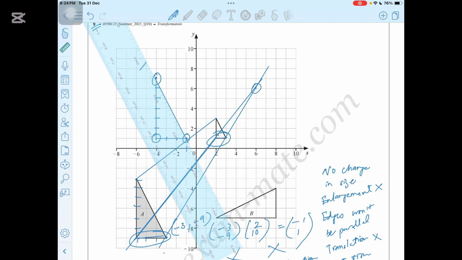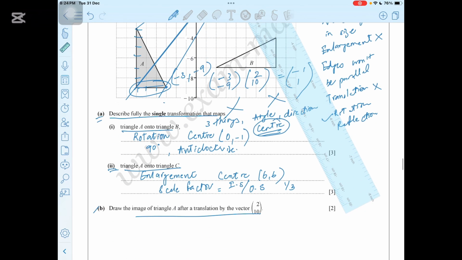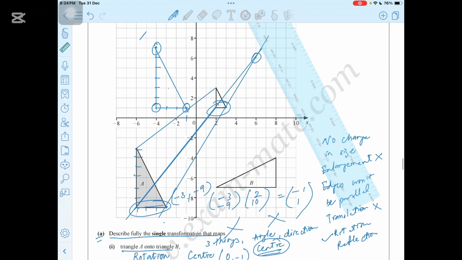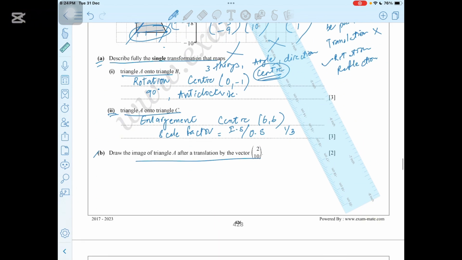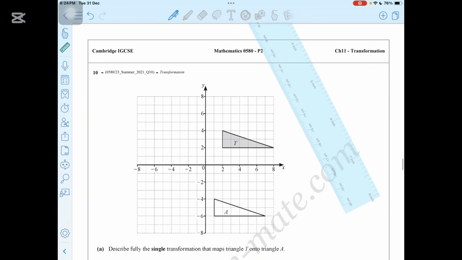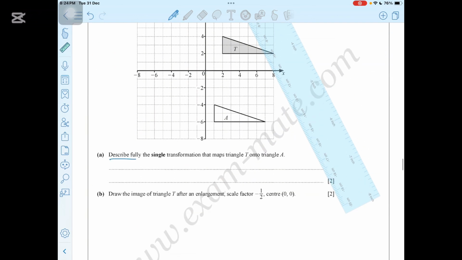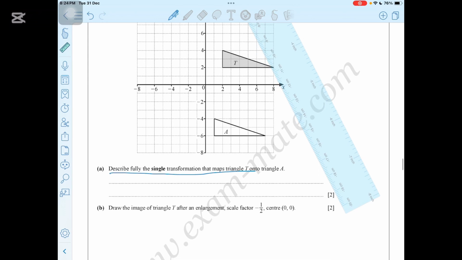Right, so this is our final triangle. Let's just mark this as X, right? So marked X. Moving on to question number 10, we have to describe fully the single transformation that maps triangle T onto triangle A, right? So this appears to be a translation or a reflection, right? It appears to be a translation. So let's just check it first.